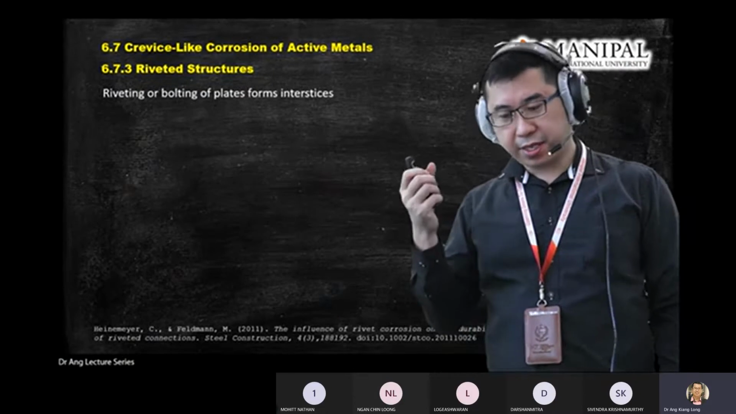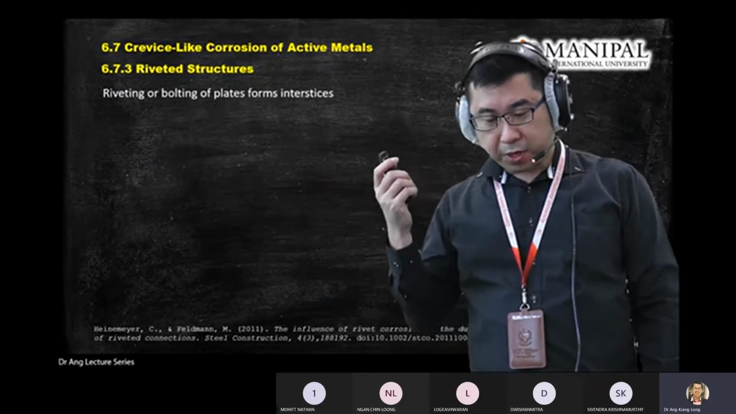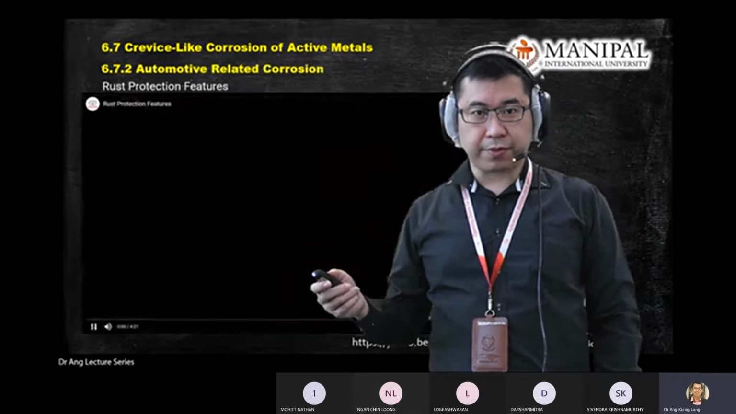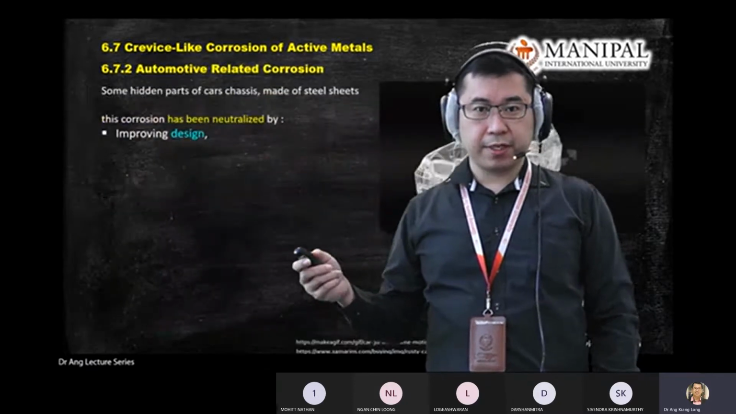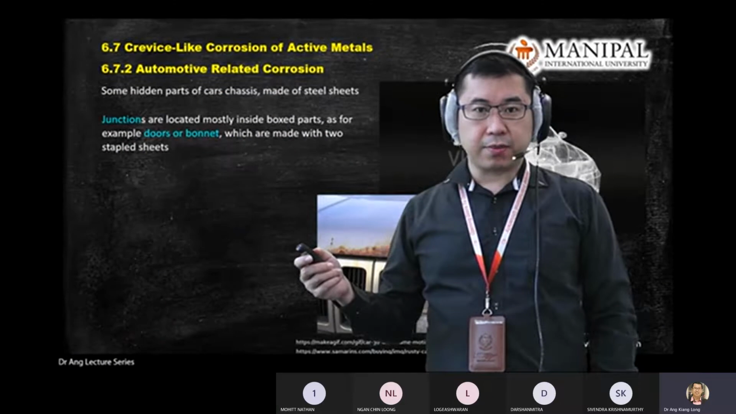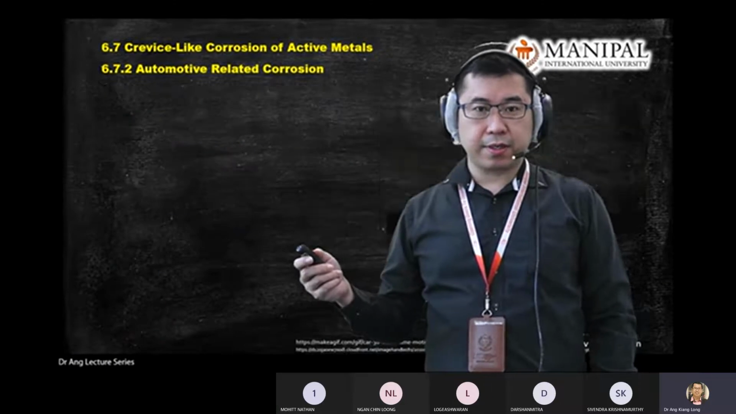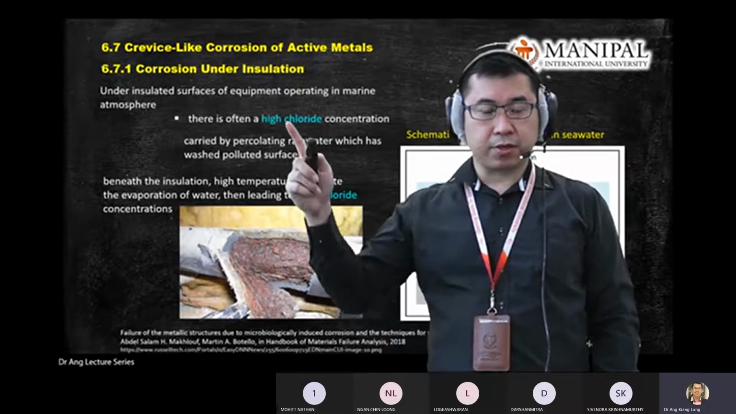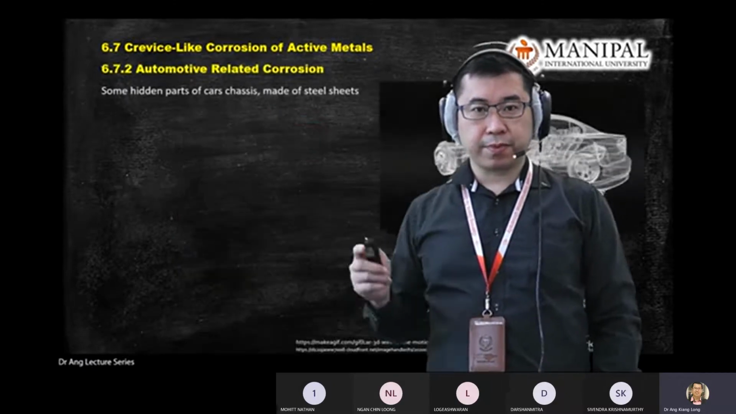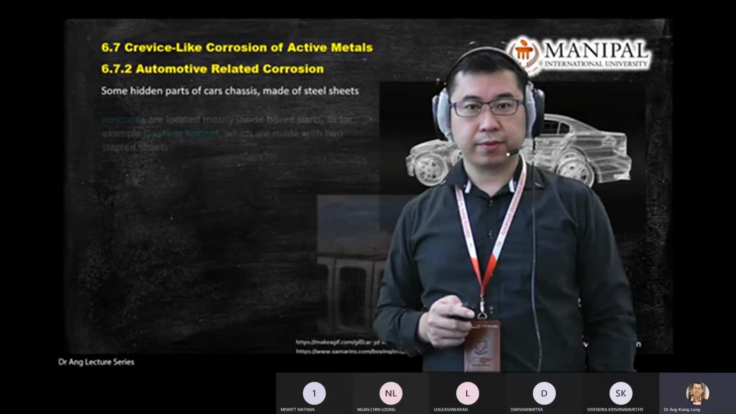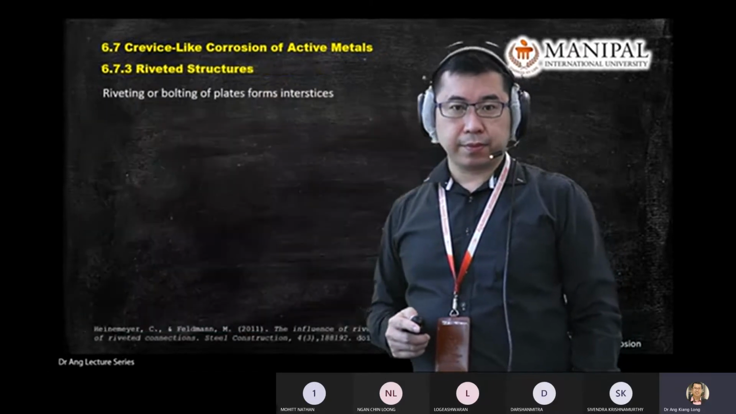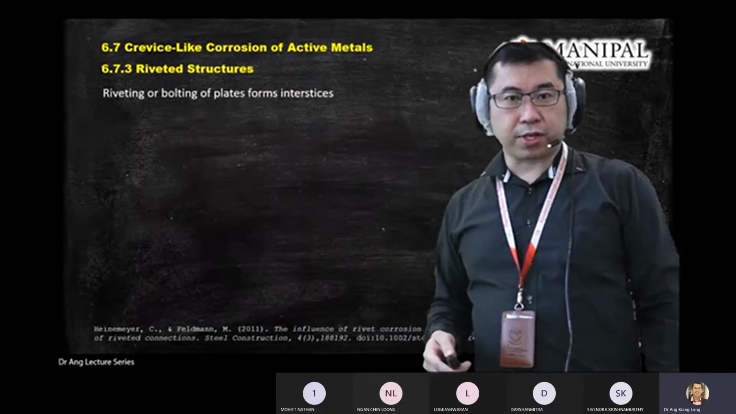We have seen three structures, okay, we have seen three examples. One is the boiler, right? Insulation, corrosion under insulation, automotive, and now we look at riveted structure.